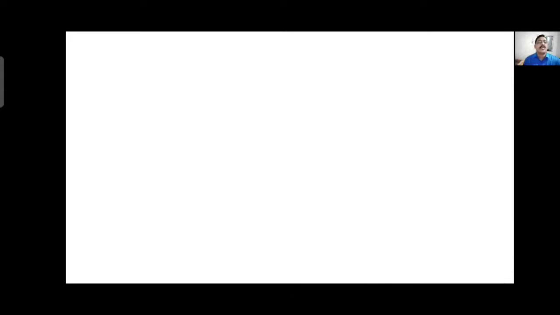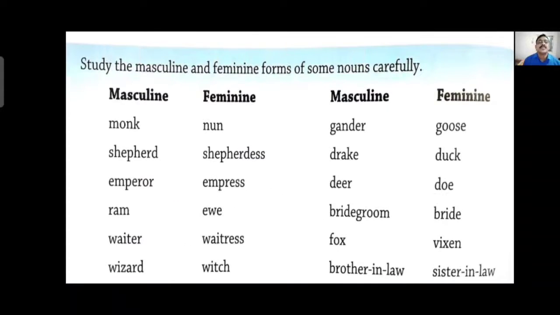Now we will move on to the next part of the lesson. Here masculine and feminine groups are given. What should be the feminine form of that masculine noun? It is given here. Monk is a male, so feminine gender of monk is nun. Shepherd is a male, feminine gender is shepherdess. Emperor or king is a male, feminine gender is empress.